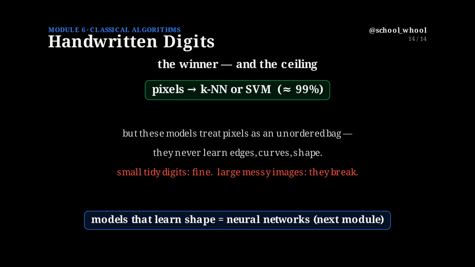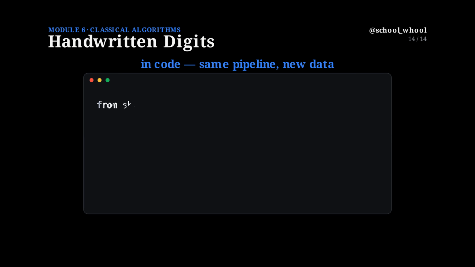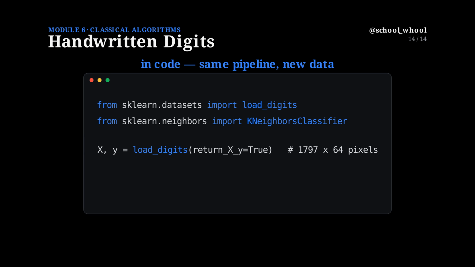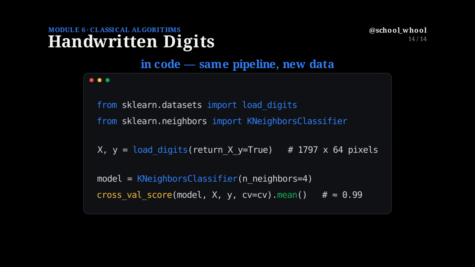The code is by now familiar. Load the digits, then fit a support vector machine or k-nearest neighbors, scored by accuracy with the same cross-validation. The pipeline never changes, only the model and the data do. And that completes the classical algorithms module.